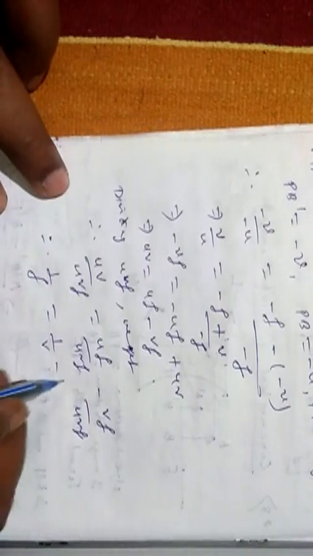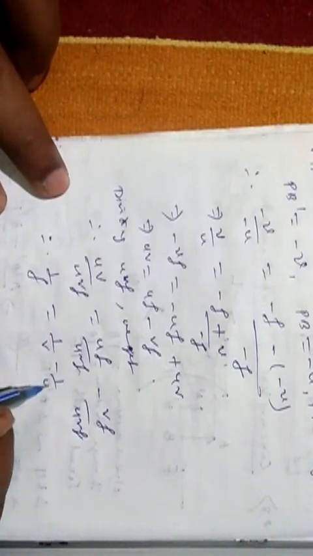Dividing by UVF, we get UV by UVF is equal to UF by UVF minus VF by UVF. So we get 1 by F is equal to 1 by V minus 1 by U. So this is the lens equation for concave lens producing a virtual image.